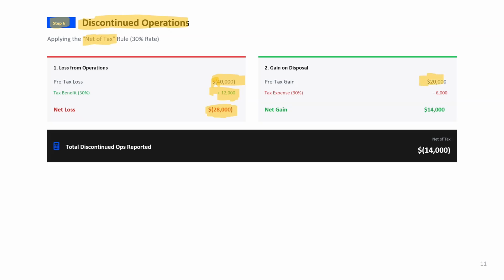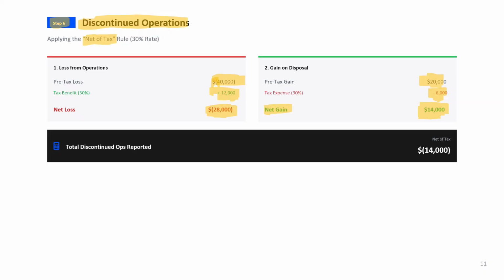And similarly, you can see here we have a $20,000 gain on disposal, and that's reduced by $6,000 tax expense. As a result of that, we have a net gain of $14,000. So the key takeaway here is that discontinued operations are always reported net of tax, and they appear after income from continuing operations. The way to remember it: if you were the reader of those financial statements, you don't care as much how much money they make by selling some asset. You care about what their core operations are.